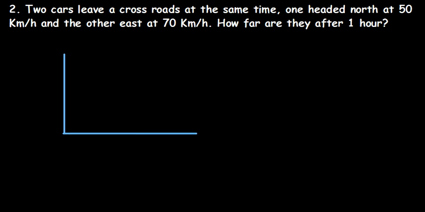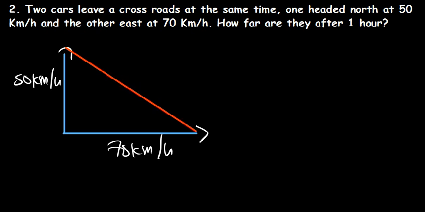So the one going east is 70 kilometers per hour. This one is 50 kilometers per hour. Now we want to find how far they are after 1 hour. That is the distance from that point all the way to that point. The best way to do this is to find the distance for this first part and also the distance for that one. Then we use Pythagoras theorem to find the resultant in this case.